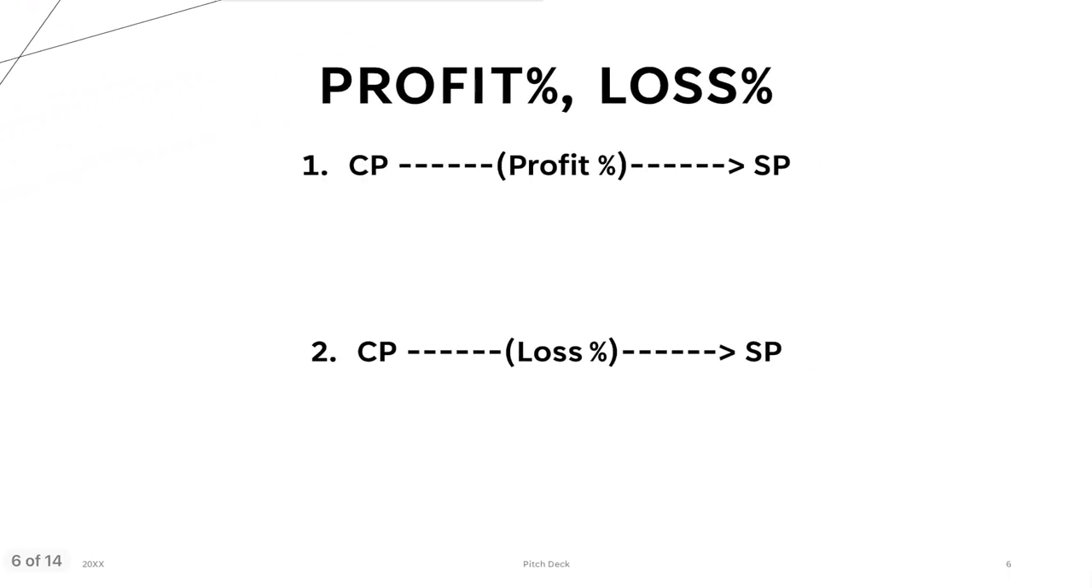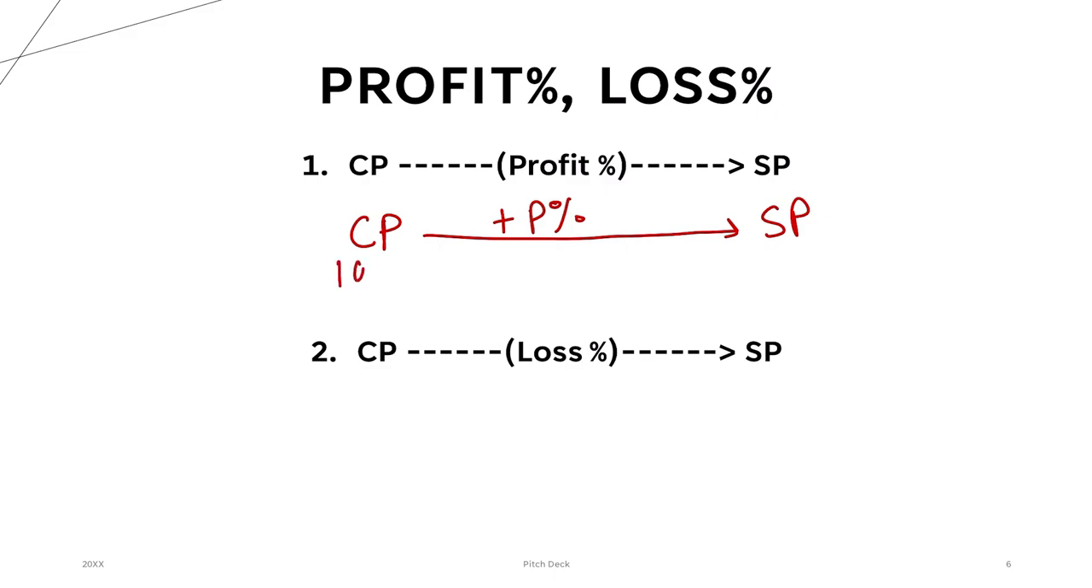Now moving on. What is exactly happening? Suppose this is the cost price and you are making a profit. So now tell me, will the selling price be more than the cost price or less than the cost price? When you are making a profit, your selling price is more than the cost price. Suppose I start with 100 rupees and someone says to you that I make a profit of say 25%.